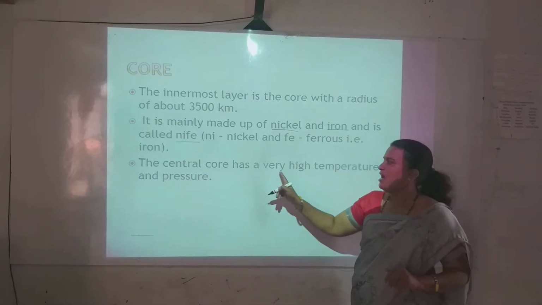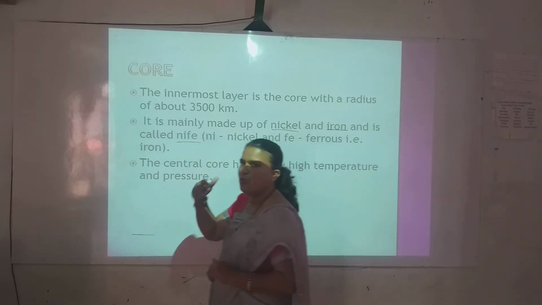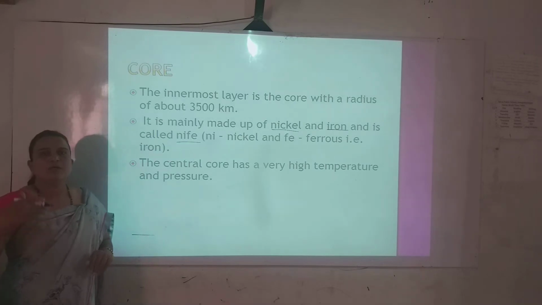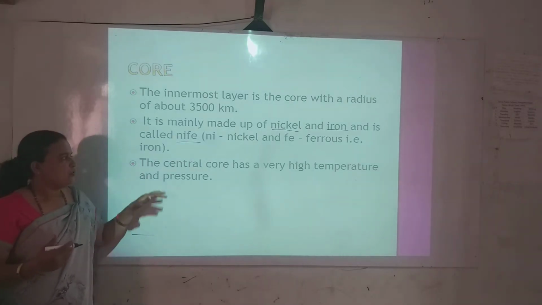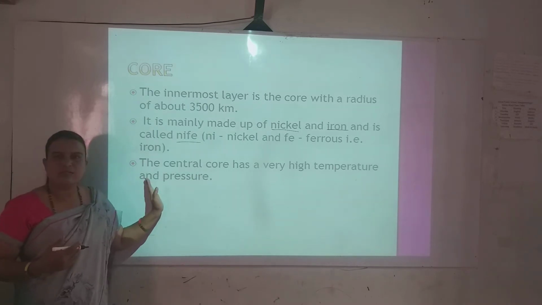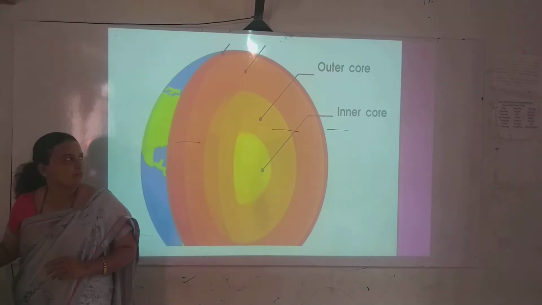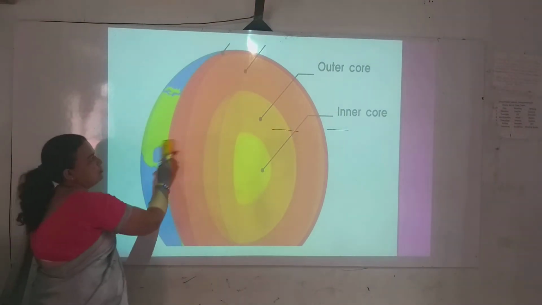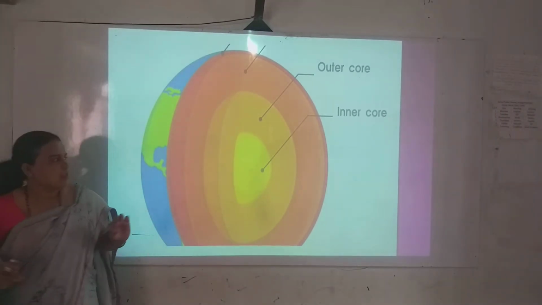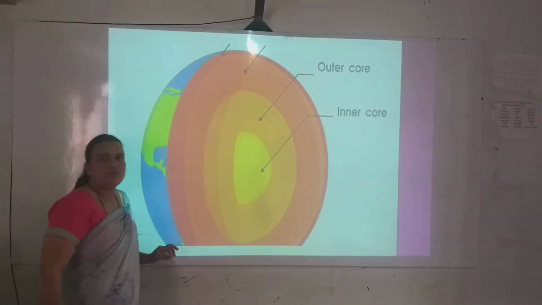The central core has a very high temperature and pressure as we go deep inside the earth. So the earth's temperature keeps rising. We cannot imagine how hot the core part of our planet Earth is. This is the inner part of planet Earth. Innermost part, inner core; this is the outer core.